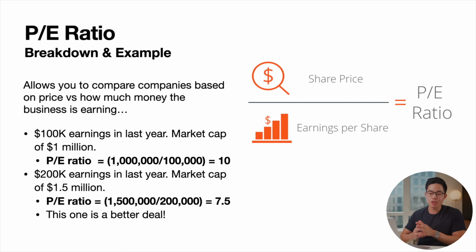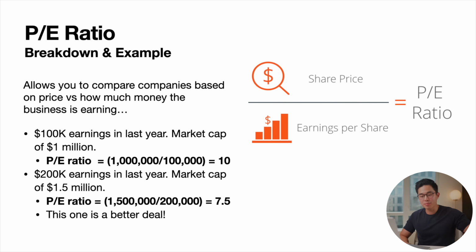Really, the PE ratio allows you to compare companies based on price versus how much money the business is actually making. So let's say you have a company with $100,000 in earnings last year. The market cap of this company is also $1 million. So to calculate the PE ratio, we're going to take $1 million, so that market cap, and divide it by $100,000 in earnings. And that's going to give us a PE ratio of 10.